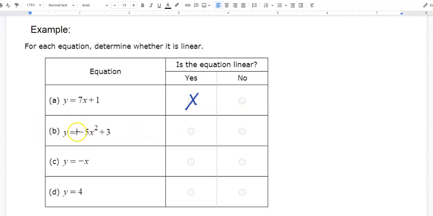Coming down to this next one here, y equals negative 5x squared plus 3. Is the equation linear? Well, do you have any exponents on the variables?